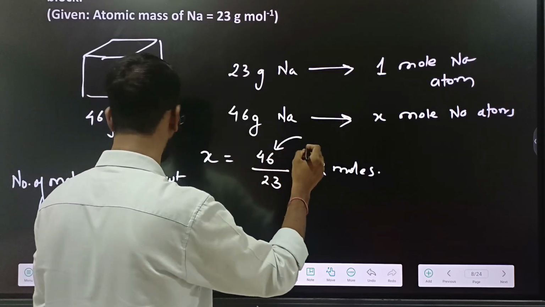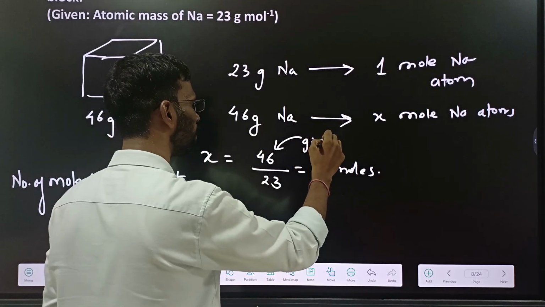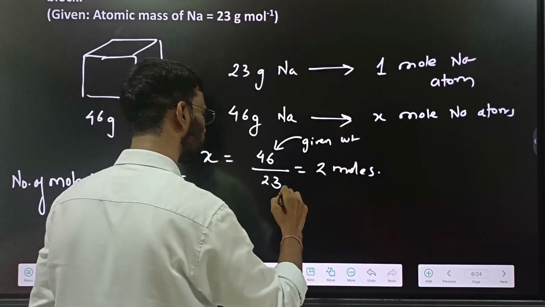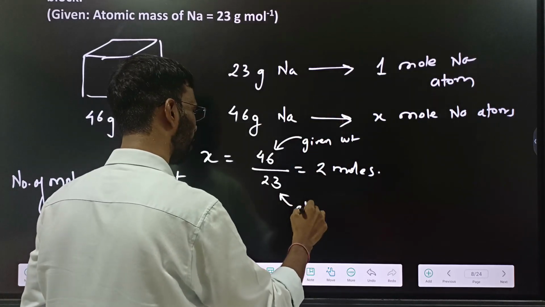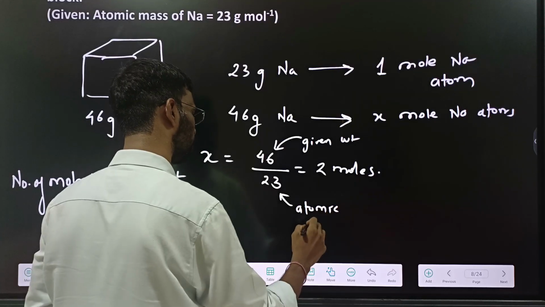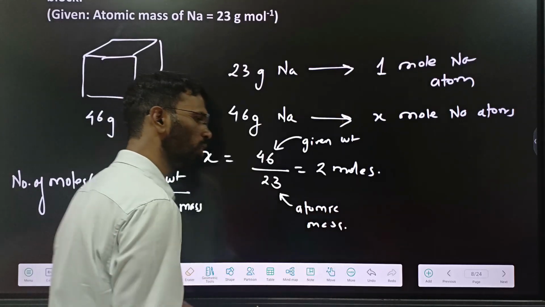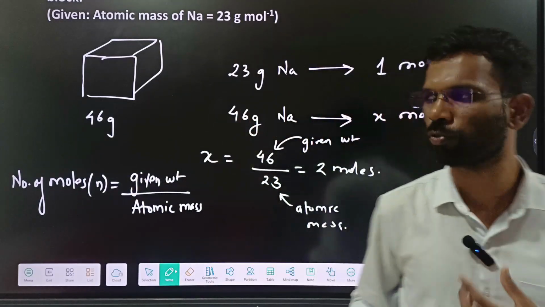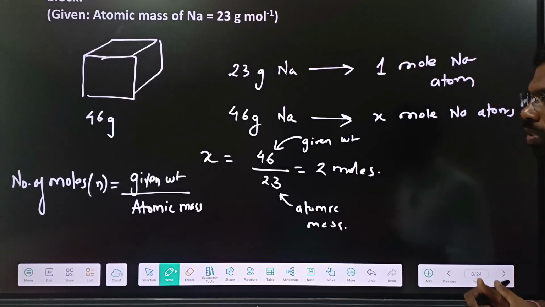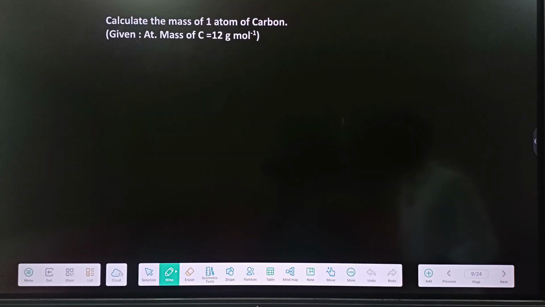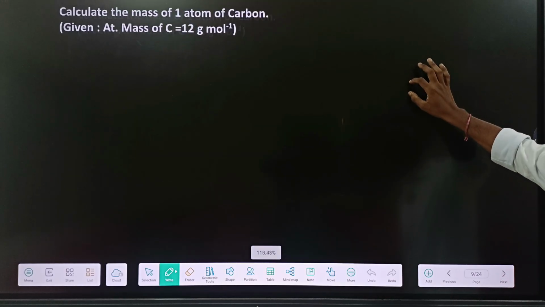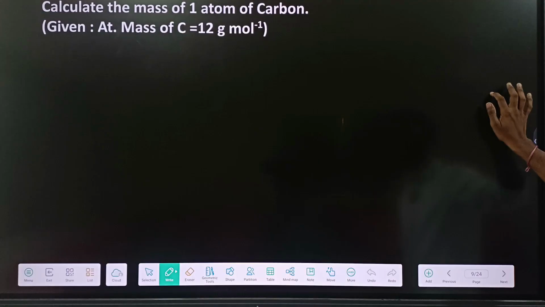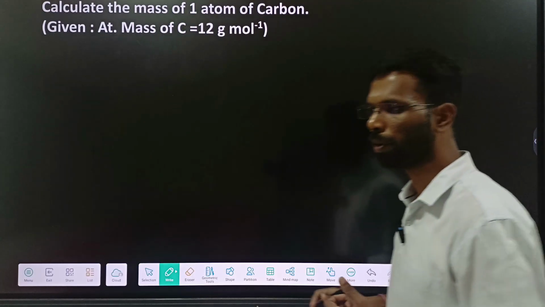Over here, this is the given weight, and this is what? Atomic mass. So to understand the mole concept, you don't have to learn the formulas by heart. If you know what exactly is the mole concept, you can easily understand what is the atomic mass of one atom. We'll take one more question. Calculate the mass of one atom of carbon. Atomic mass of carbon is given as 12 gram per mole.